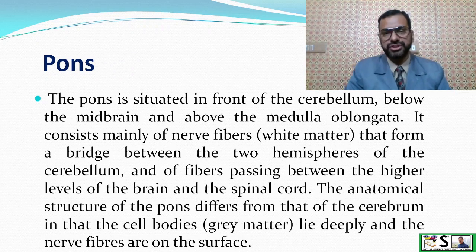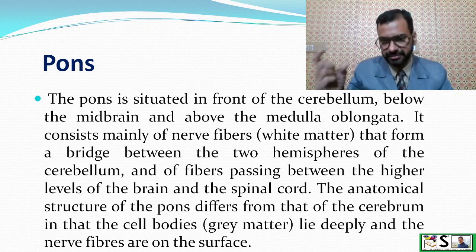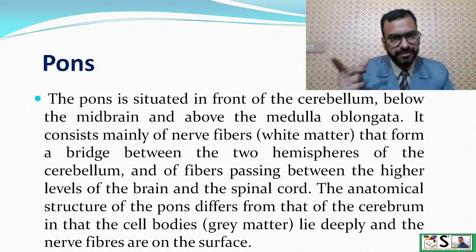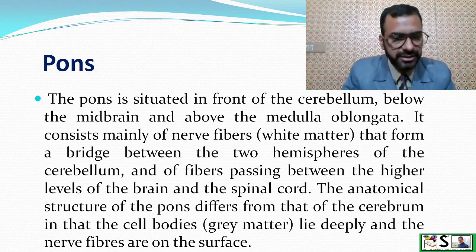Pons. The pons is situated in front of the cerebellum, below the midbrain and above the medulla oblongata. It consists of many nerve fibers that form a bridge between the two hemispheres of the cerebellum and the fibers passing between the higher level of the brain, that is the cerebrum, to the spinal cord and back. The anatomical structure of the pons differs from the cerebrum because in the pons the white matter is in the periphery and grey matter is in the deep.